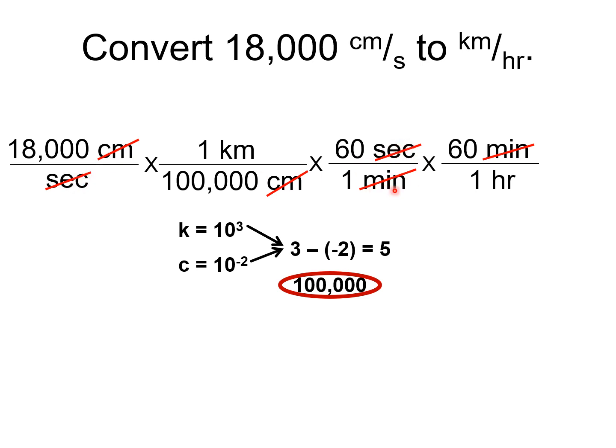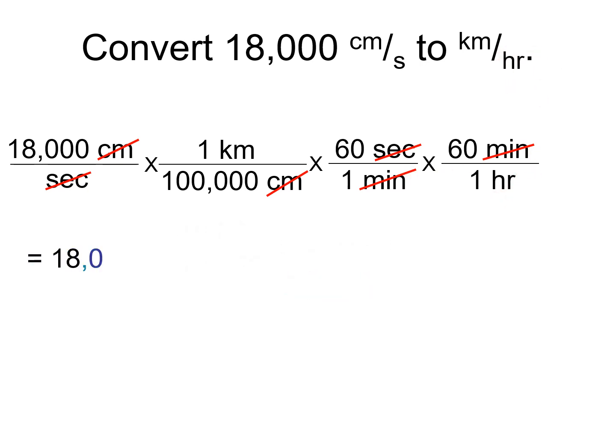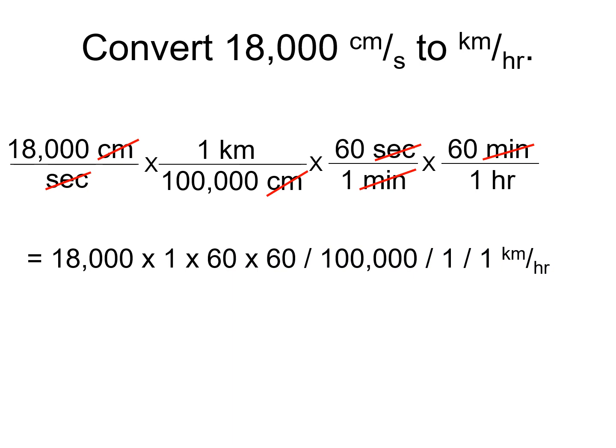And then we have in the denominator minutes, and then minutes goes in the numerator here, and then hours in the denominator here, so that we can cancel the minutes and leave hours in the denominator, which is where we want it in our conversion. So let's go ahead and multiply everything on top. 18,000 times 1 times 60 times 60 divided by 100,000 divided by 1 divided by 1. That gives me a total of 648 kilometers per hour.